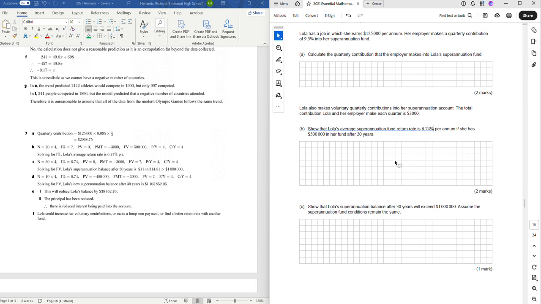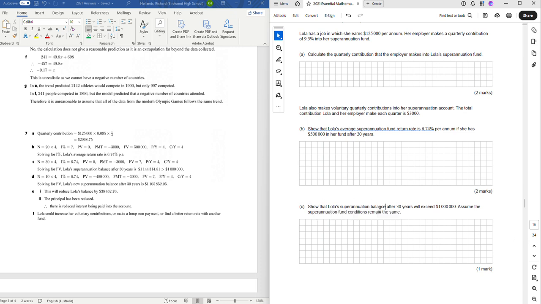That's when it's asking you to find I. So if you have a look here on the answers, I is our question mark. Your future value and your PMT are there. PY, CY is 4. N is 20 times 4. And then 500,000, that's our future value. And it will actually spit out that I equals 6.74% per annum.